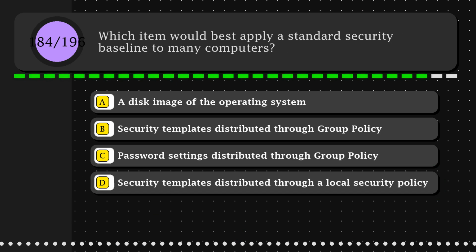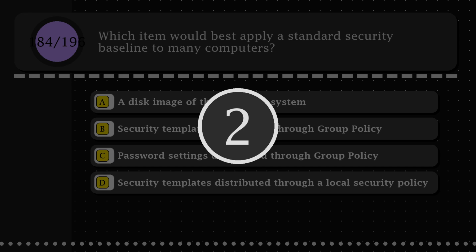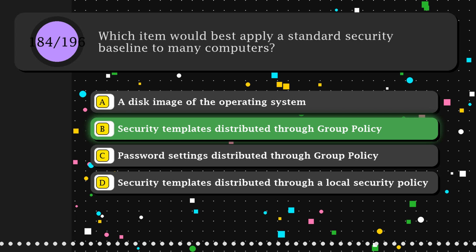Question 184. Which item would best apply a standard security baseline to many computers? Option A, a disk image of the operating system. Option B, security templates distributed through group policy. Option C, password settings distributed through group policy. Option D, security templates distributed through a local security policy. The correct answer is option B, security templates distributed through group policy.